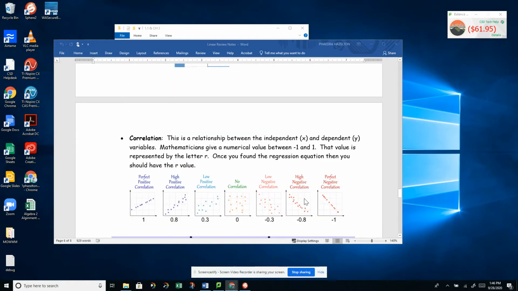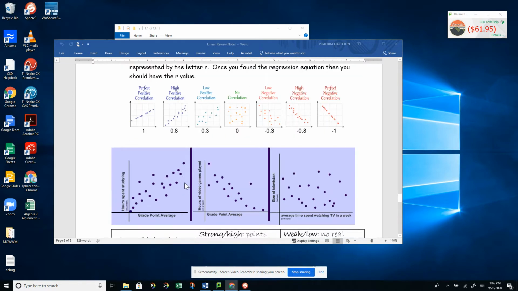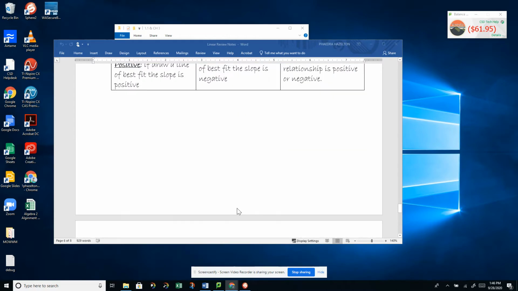Okay, the next thing. Here is information that I know is in your notes. This is correlation. This is positive, high positive. This would be perfect, like if r was 1. So these are examples of correlations, and then these are like notes for you on that. You're going to have to go through and read that.